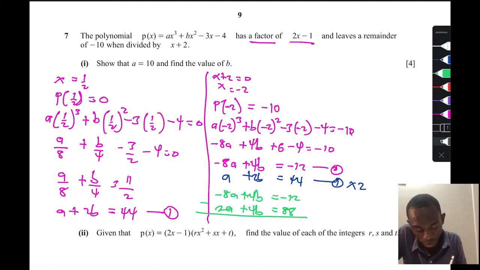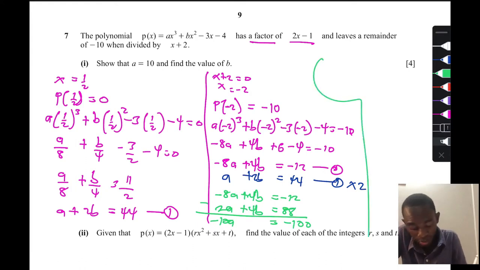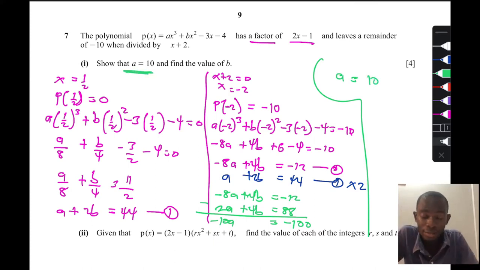All right, so that would be negative 8 minus 2. That would be negative 10a. Then 4b minus 4b, that's 0. And we have negative 12 minus 88, that's negative 100. So we can divide both sides by negative 10. Therefore, a gives us 10, okay? Just like we were told to show that a is 10.